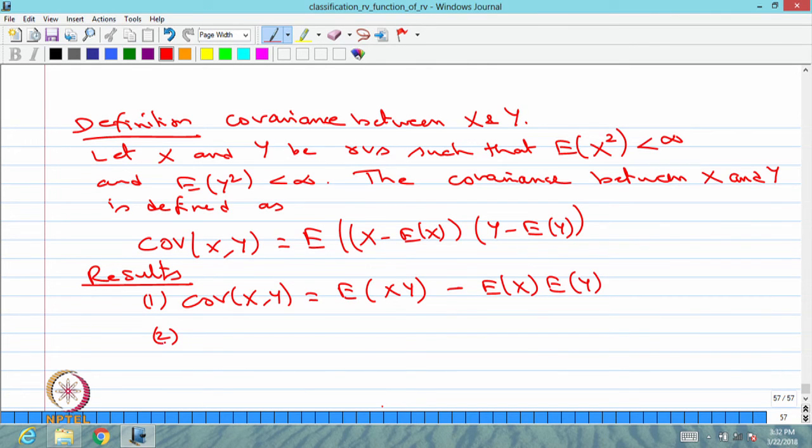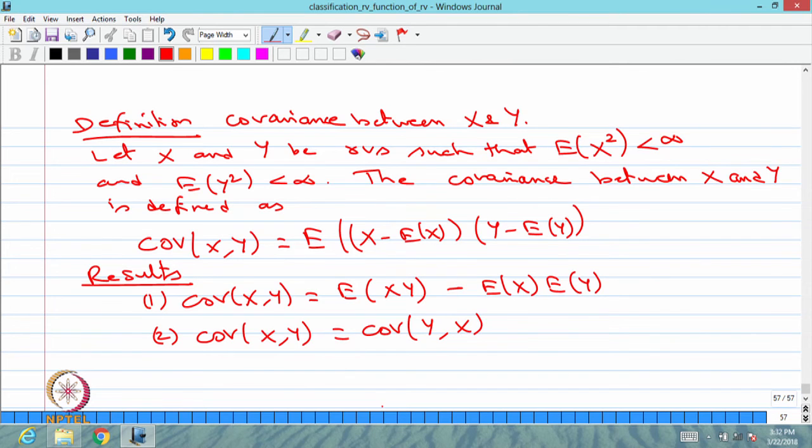The second result: the covariance of x comma y is the same as covariance of y comma x. That means by interchanging the roles of x and y, you will get the same value, provided it exists.